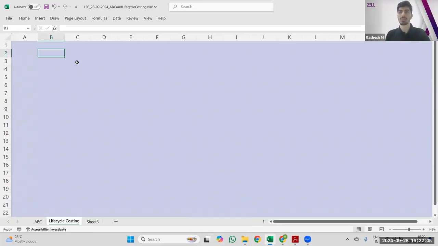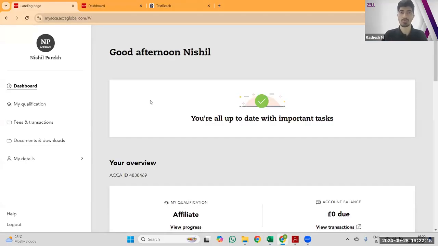So before we start with life cycle costing, as I promised, I'll also quickly show you all what ACCA resources we have that we can make use of. I've borrowed our colleague's account, because my account as a teacher has stopped giving me access to study resources. There were two things I mentioned last time, and some of you were unable to access the study hub.